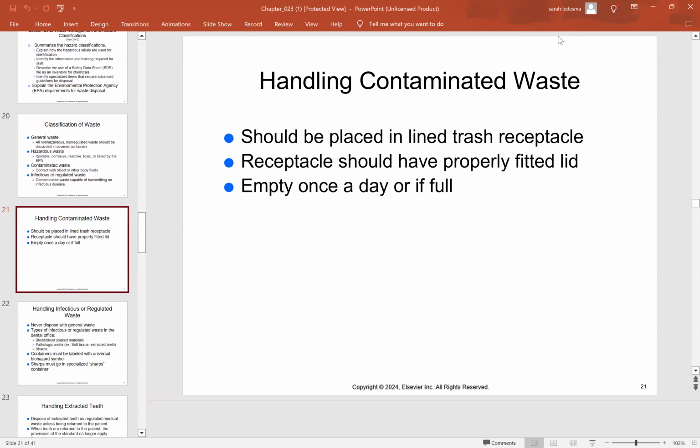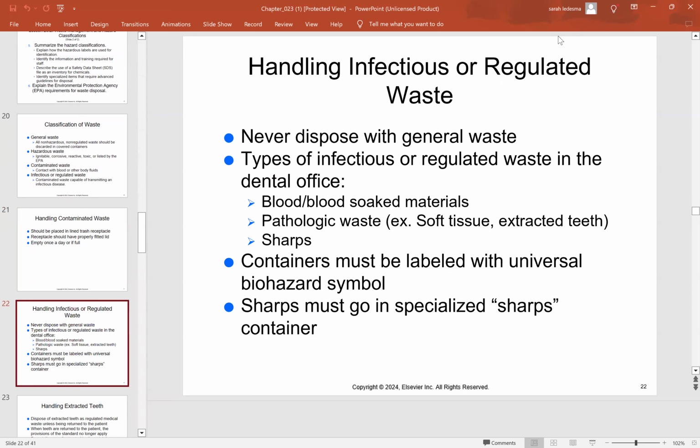Handling contaminated waste. This should be placed in a lined trash receptacle. The receptacle should have a properly fitted lid, and it should be emptied once a day or more if it's full. Infectious or regulated waste should never be disposed of in our general waste.